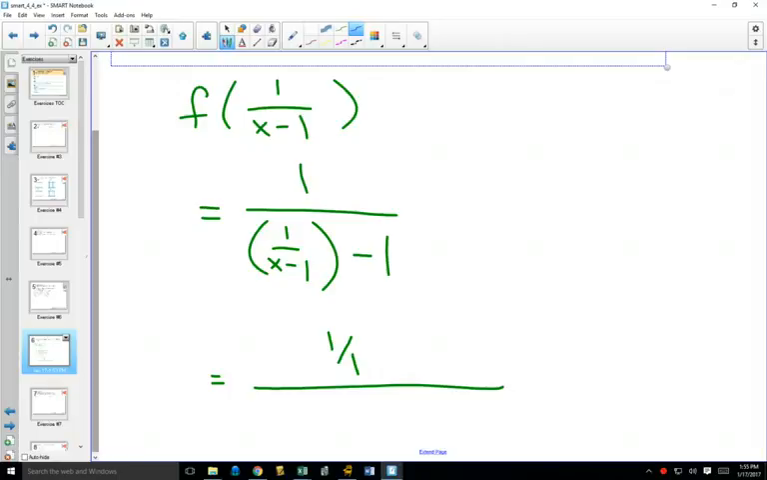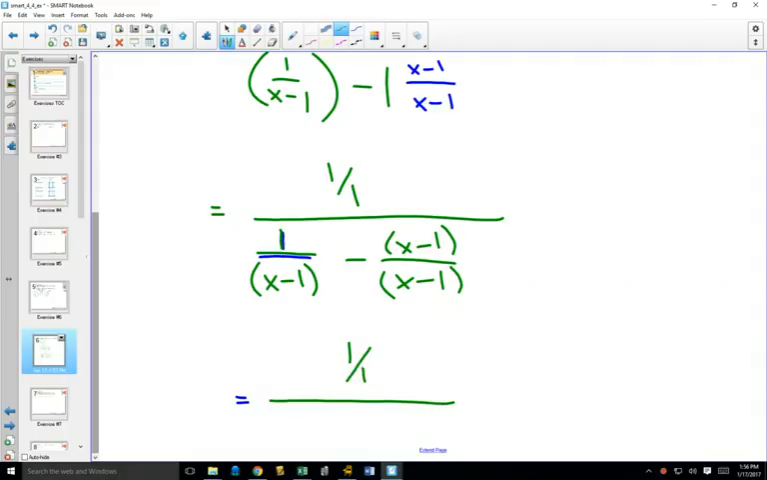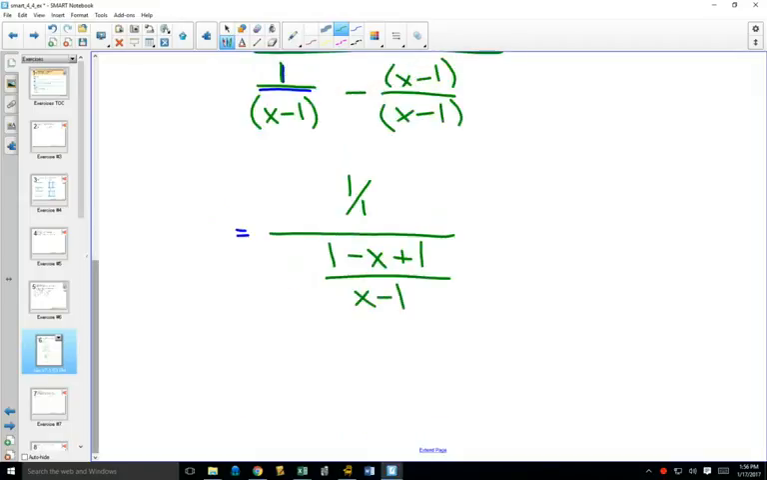In order to subtract fractions, I need a common denominator, so I'm going to multiply my 1 by x minus 1, and I'm going to get 1 over x minus 1 minus x minus 1 over x minus 1. Now when we subtract that on the bottom, we're subtracting that whole fraction. So that negative sign is going to get distributed. So we're going to get 1 over 1 on top, and 1 minus x minus a negative 1 will be plus 1 all over x minus 1.